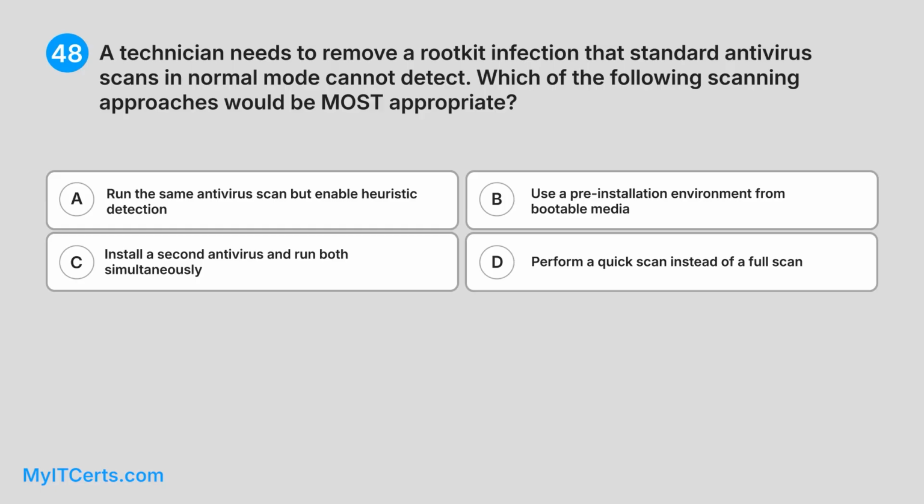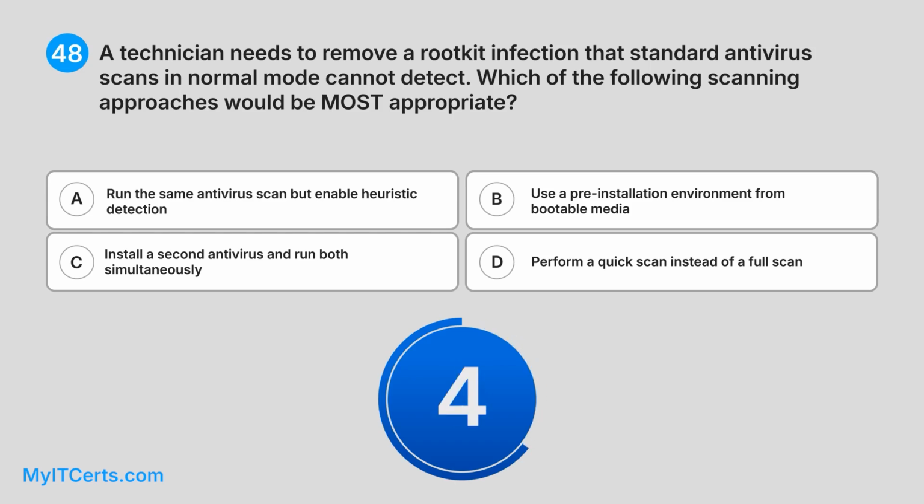A. Run the same antivirus scan but enable heuristic detection. B. Use a pre-installation environment from bootable media. C. Install a second antivirus and run both simultaneously. D. Perform a quick scan instead of a full scan. Do you know the answer?